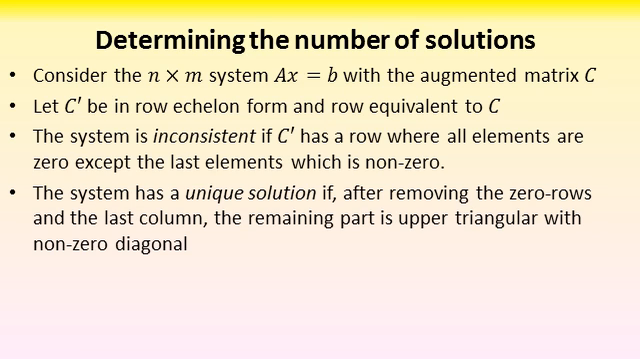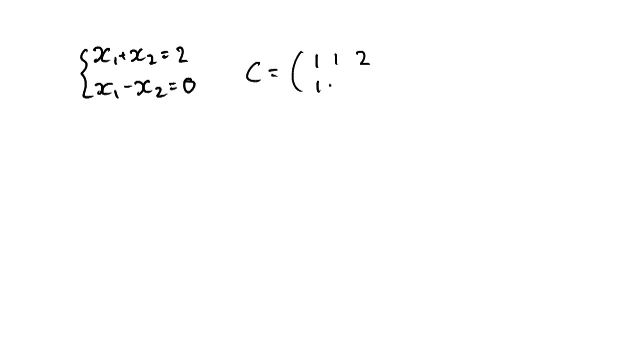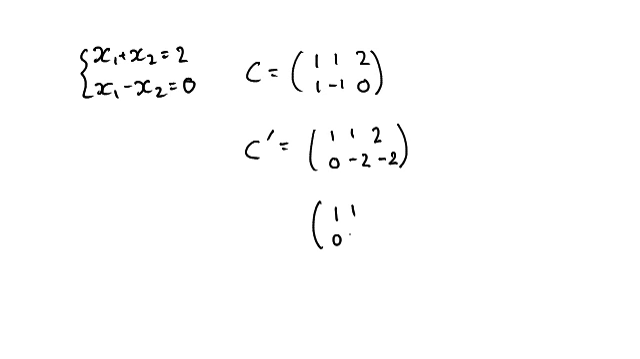It's actually not that hard to understand why the system must have a unique solution in this particular case. Let's look at this example: x1 plus x2 equal to 2 and x1 minus x2 equal to 0. The augmented matrix is 1, 1, 2, 1, minus 1, 0. And the row echelon form is 1, 1, 2, 0, minus 2, minus 2. If I remove the last column of this matrix, I get 1, 1, 0, minus 2.